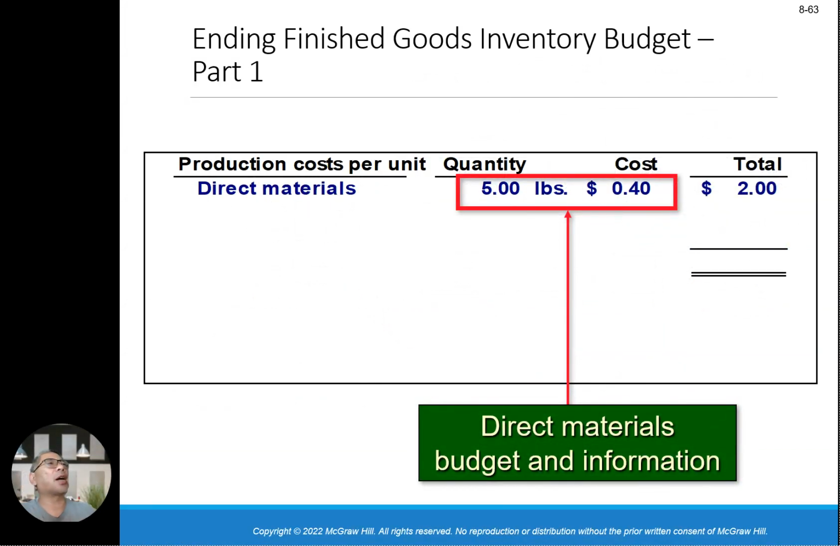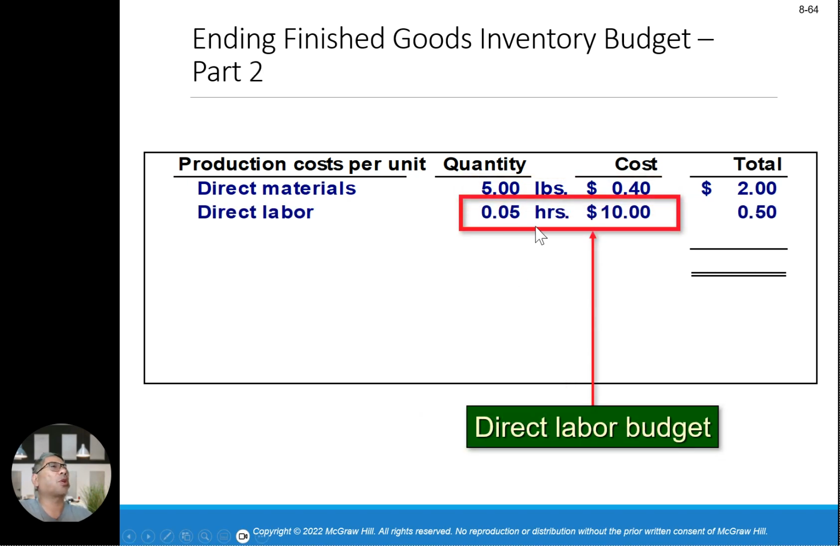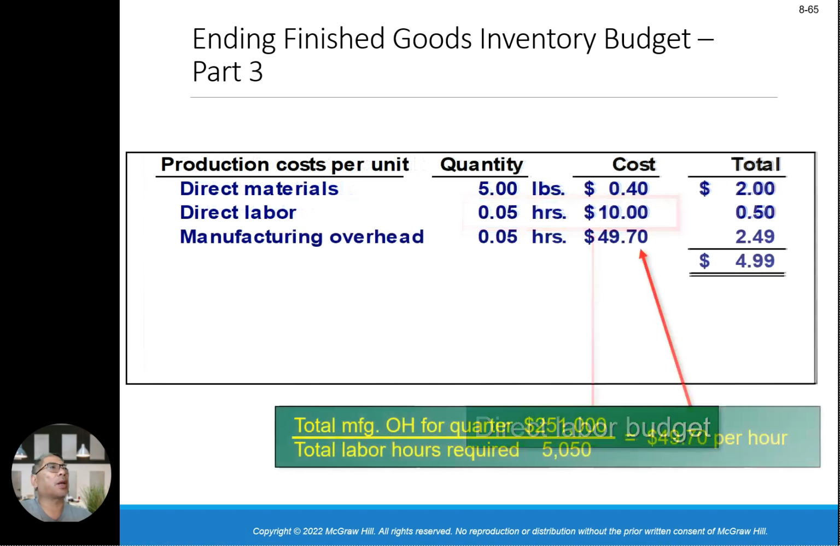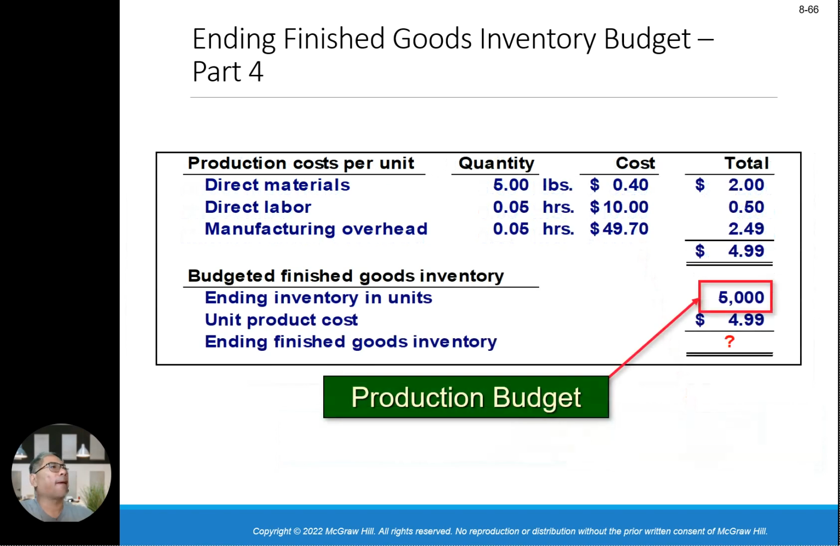When you do have a non-cash charge, and then in terms of ending inventory, direct materials, you have $5 per pound for 40 cents. You have $2 in terms of materials, and then direct labor, 0.05 times 10, you get 0.5 here. And then for the manufacturing overhead, you get 4.970. Where does this come from? 251 divided by 50/50, you get 4.970 there. When you add all of them up here, you get 4.99. And then ending inventory is 5,000 units times 4.99. We just multiply them.